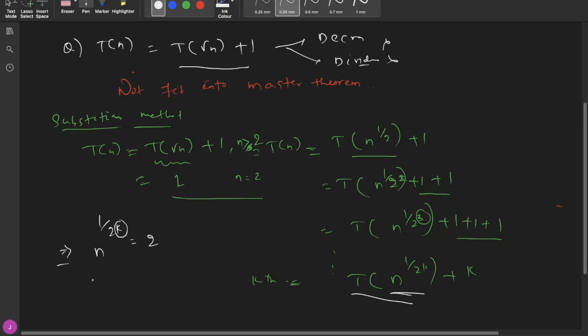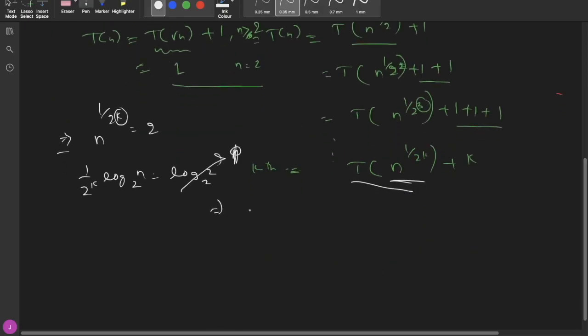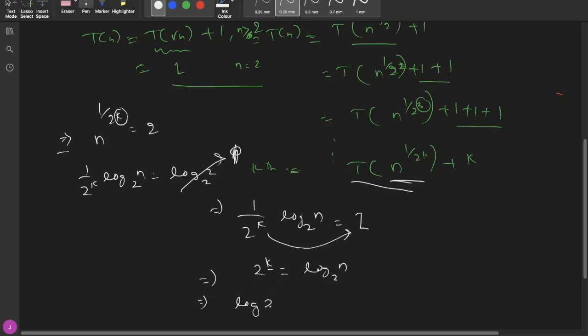To find the value of k, I can apply the logarithm on both sides. Applying logarithm on both sides, I get 1 by 2 power k log n equals log 2. Taking the base as 2, I get 1. The equation now turns into 1 by 2 power k log n base 2 equals 1. Now multiplying, 2 power k equals log n base 2. To find k, we again apply the logarithm on both sides. I get k log 2 equals log log n. Taking base 2, k equals log log n. So the value of k is log log n.